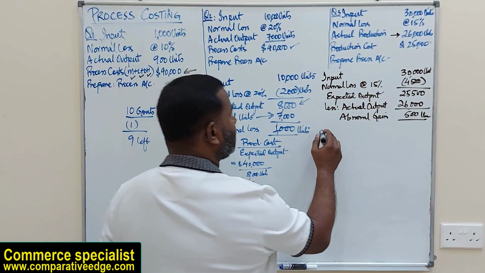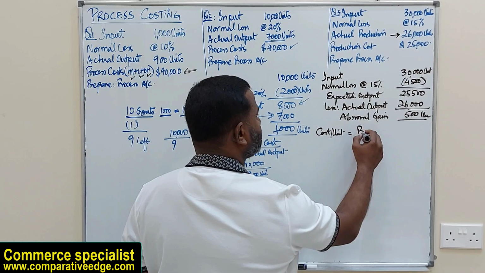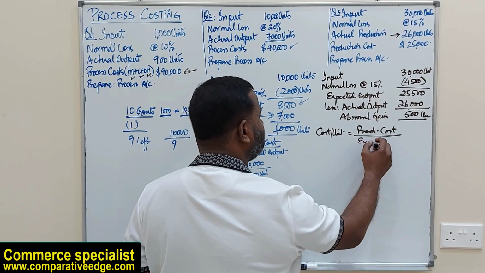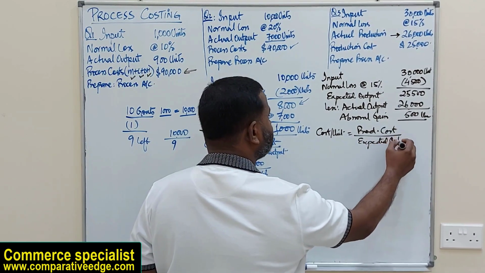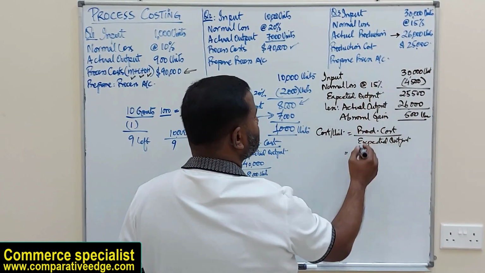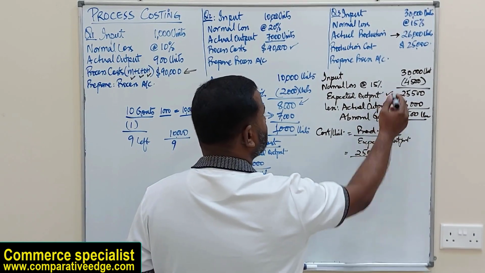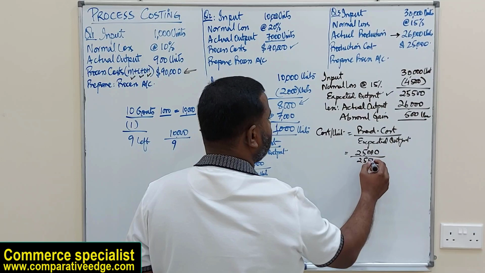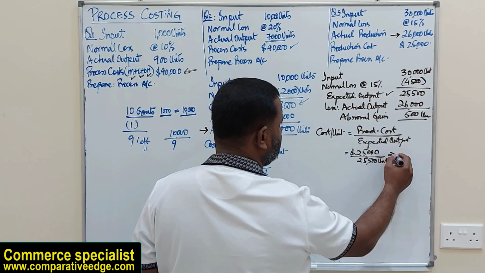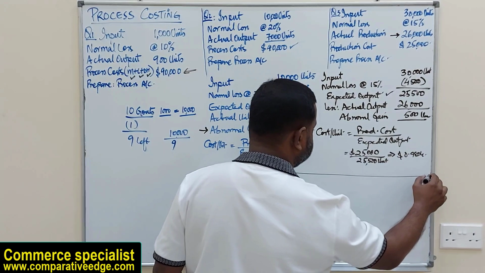Here again, we will calculate cost per unit. The formula is production cost divided by, again, expected output. So this expected output is very important. Your production cost in this question is $25,000 and your expected output happens to be 25,500 units. So this is $25,000 divided by 25,500. You will get 0.9804.